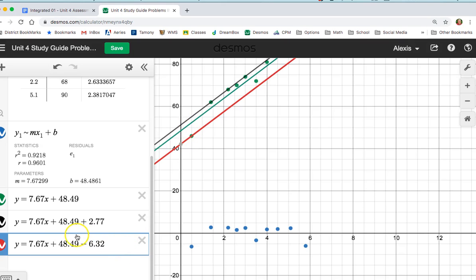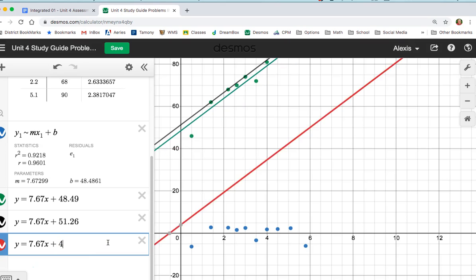All right. I don't want you to write your equation like this. I actually want you to calculate 48.49 minus 6.32 and 48.49 plus 2.72. And if you actually go through there and calculate those, this number becomes 51.26. And 48.49 minus the 6.32 there is 42.17. Okay? Upper bound, lower bound, expected value.